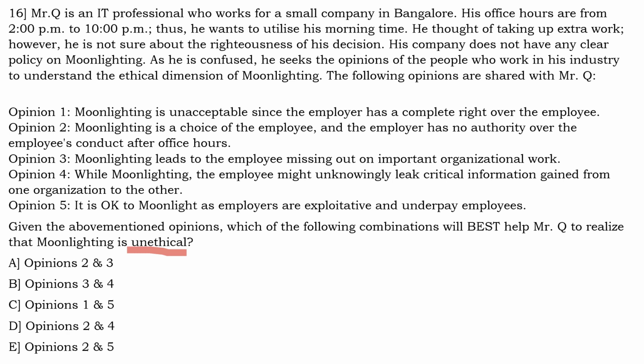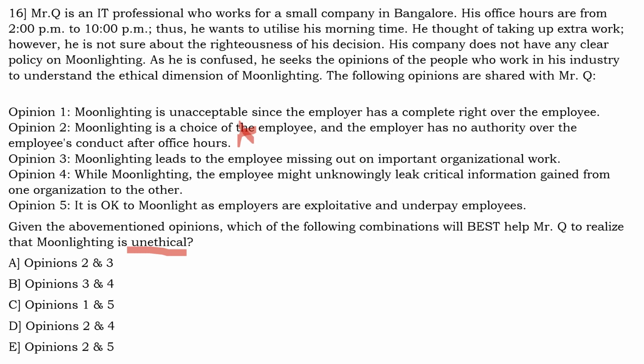Opinion one, moonlighting is unacceptable since the employer has a complete right. So this is again saying that moonlighting is unethical. So you have to retain this opinion. Opinion two, moonlighting is a choice of the employee and the employer has no authority. So here it says that moonlighting is ethical. So it means it is a choice of the employee, means you can do it. So this is not our answer. So you can eliminate this option. This is not needed for you.